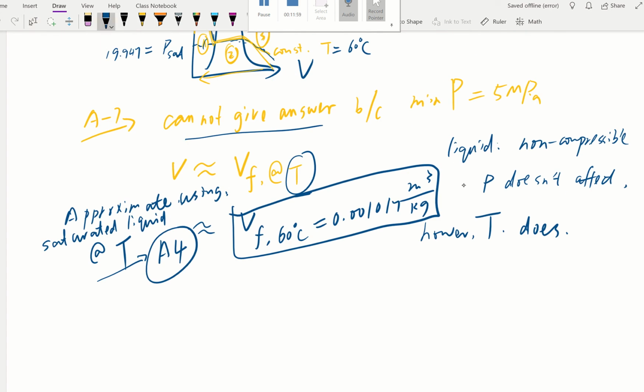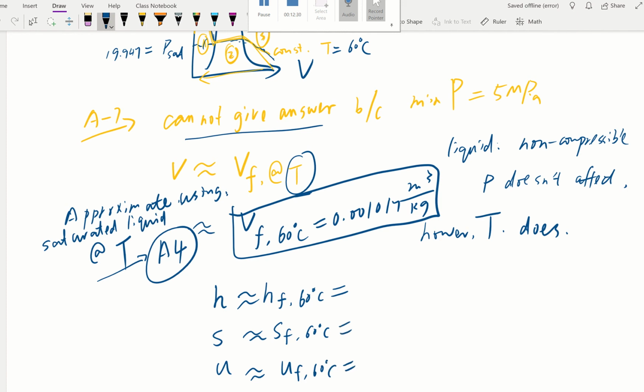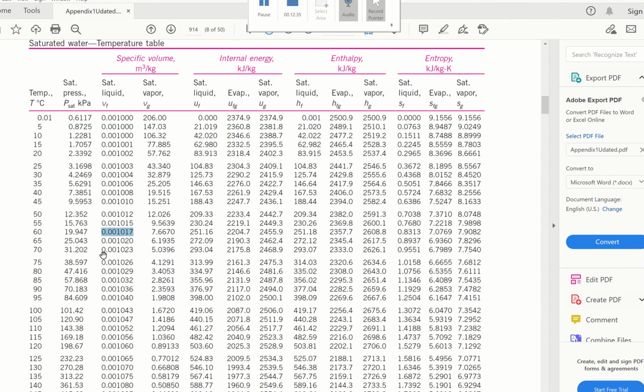One last thing: if this problem also asks you for H, what's the enthalpy, what's the S, what's the internal energy, the same concept applies. You're going to use the specific enthalpy of the saturated liquid at 60 degrees Celsius to approximate. This S is going to be the Sf at 60, and U, internal energy, will be the same. For that situation, I'm going to get those answers from the table to finish this problem.